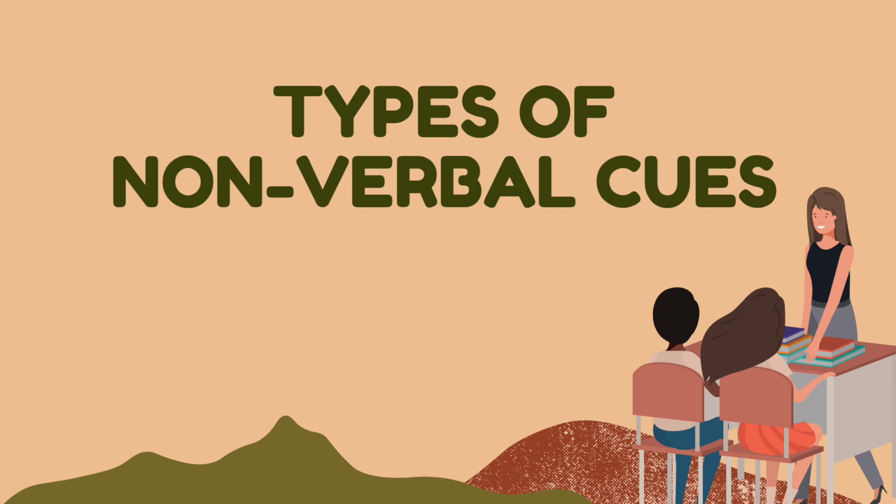Just as verbal language is broken up into various categories, there are also different types of nonverbal cues. As we learn about each type, keep in mind that nonverbal behaviors often work in concert with each other, combining to repeat, modify, or contradict the verbal message being sent.